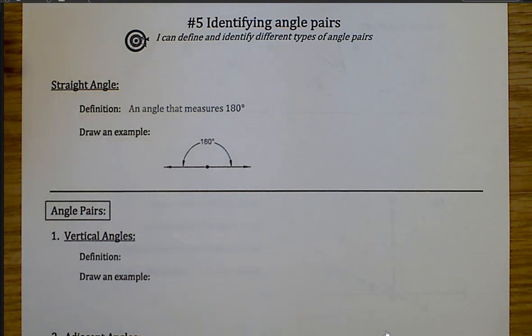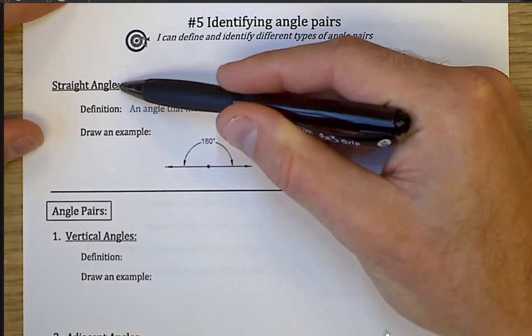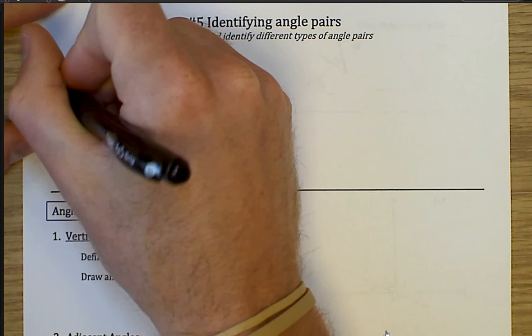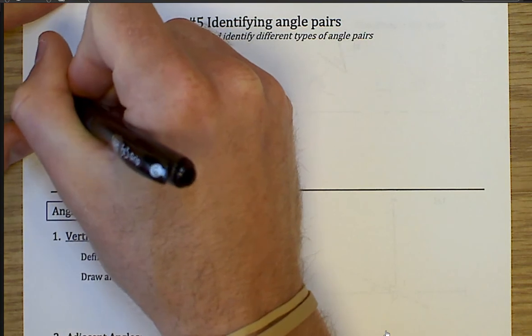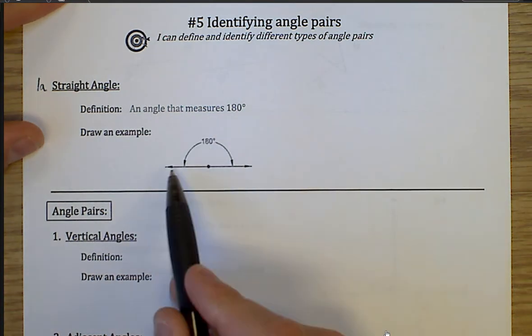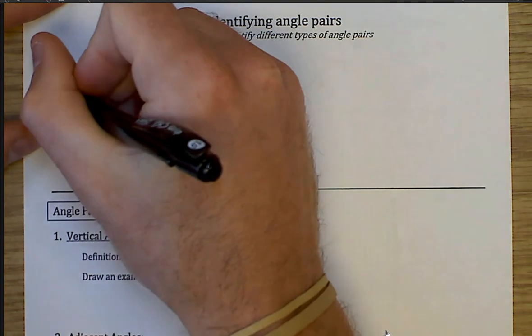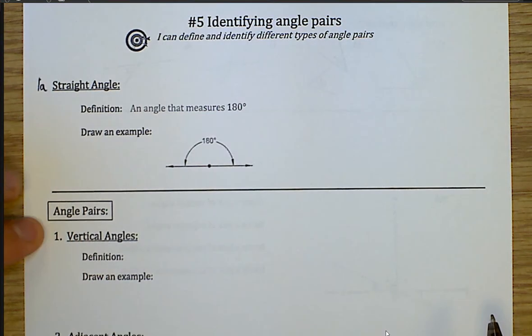You have the definition of a straight angle. So we'll call this one 1A. We'll call that a straight angle. A straight angle, you know already, we've talked about this, right? An angle that measures 180 degrees, that's just a straight line, okay? That's a straight angle. So the second one we're going to talk about is our angle pairs.